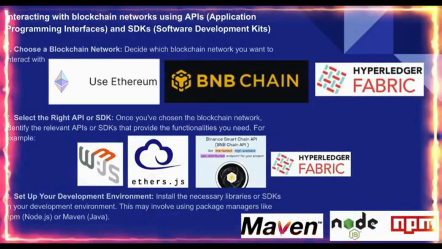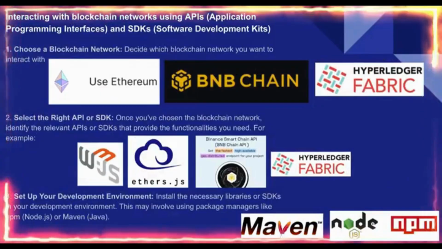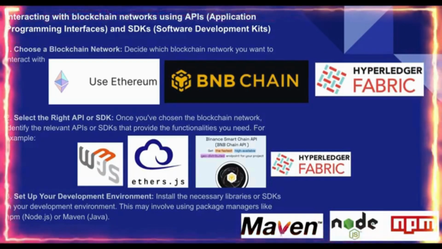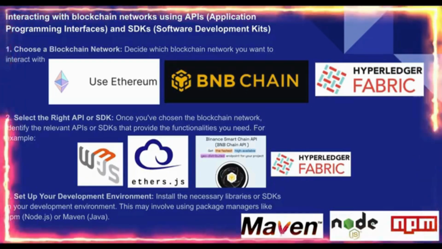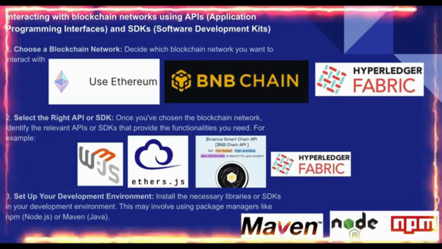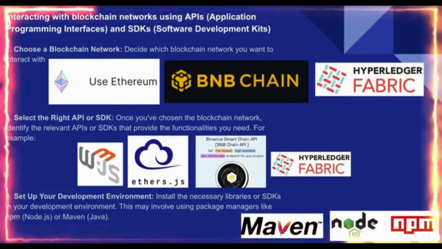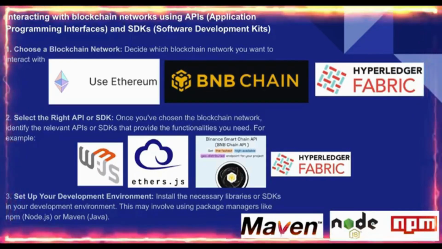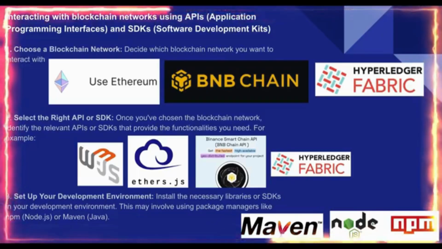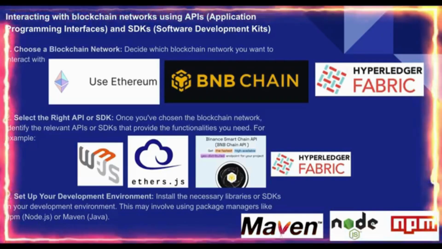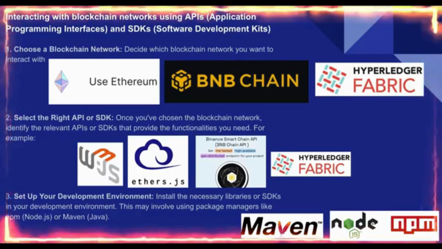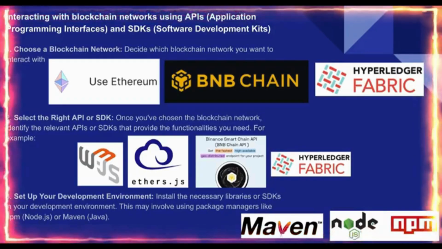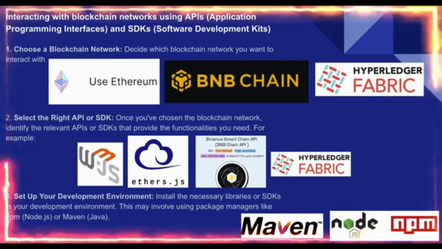Interacting with blockchain networks using APIs, which are application programming interfaces, and SDKs, which are software development kits, is a crucial aspect of blockchain development. APIs provide a way to communicate with blockchain nodes and retrieve or submit data, while SDKs offer libraries, tools, and utilities to simplify the process of interacting with the blockchain network. Let's explore how to interact with blockchain networks using APIs and SDKs.